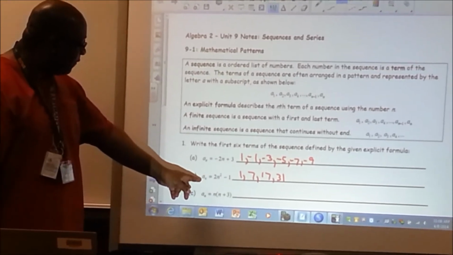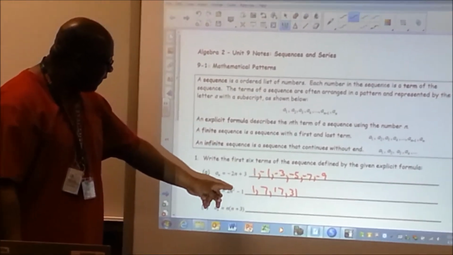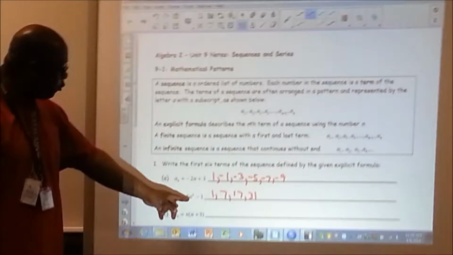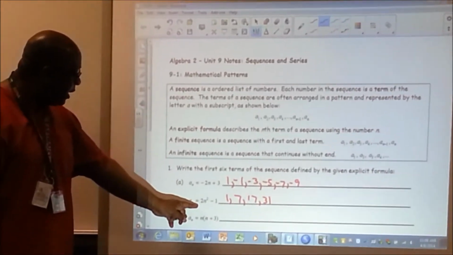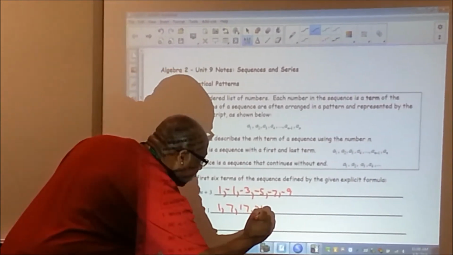A of 5 should be 2 times 5 squared. 5 squared is 25, times 2 is 50, minus 1. That should give us 49.